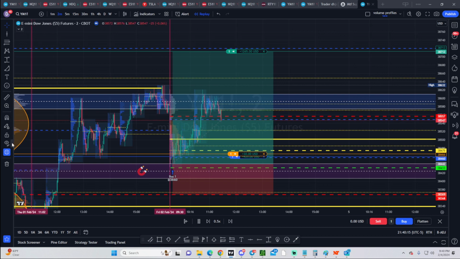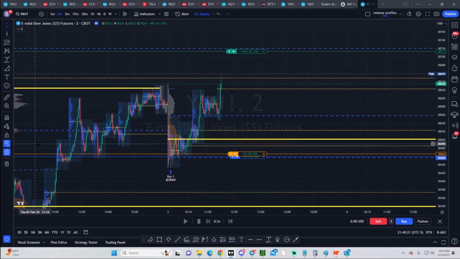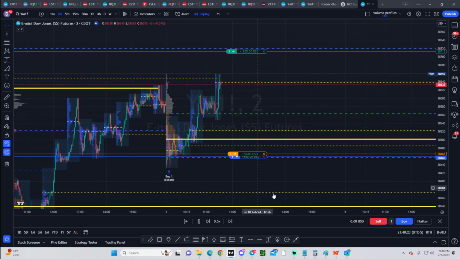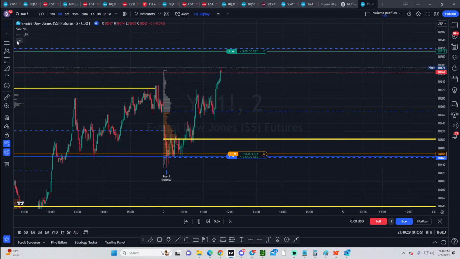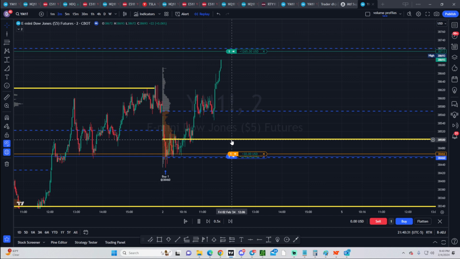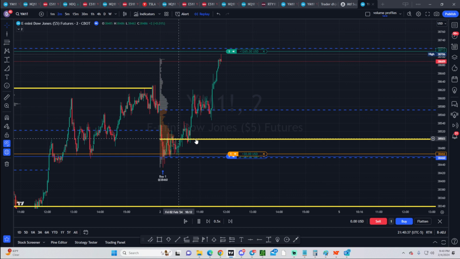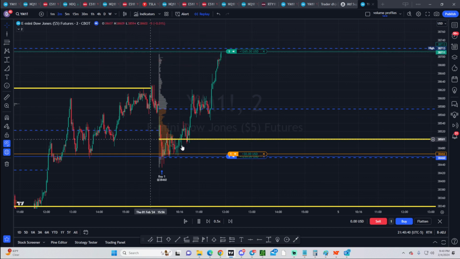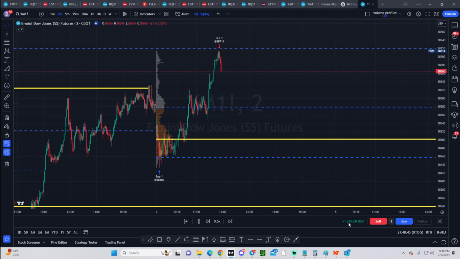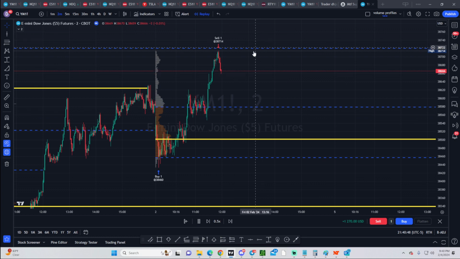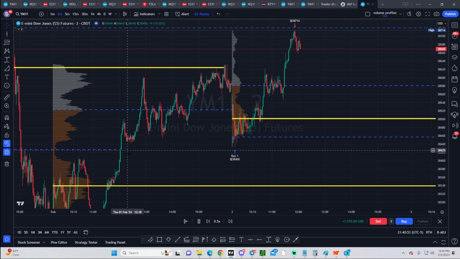I'm gonna hide all the different drawings in here so you can see how the profile is printing. I'm gonna hide the rest and just leave that one there. You can see how the POC is right here. It never moved, so that is acting as support because the volume is here. So this is buy volume happening here, and the trade just closed. And as you can see, $1,278, because we knew exactly that this area here was going to act as support, low volume.